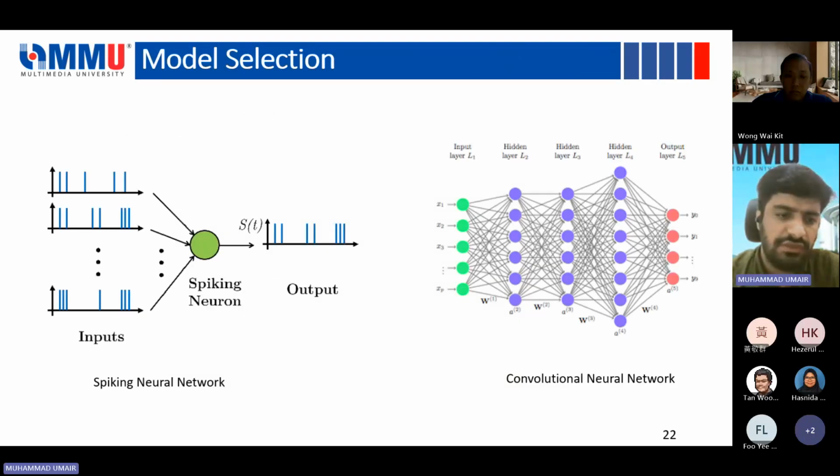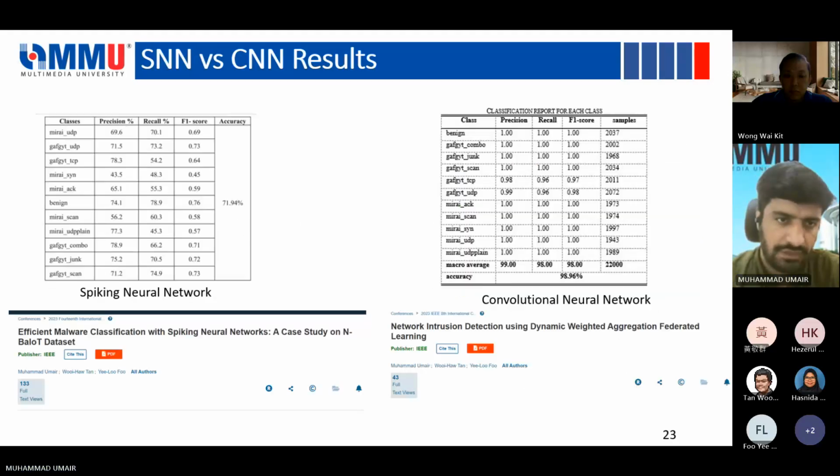For the model selection, because spiking neural networks were also recently introduced, we use spiking neural networks and convolutional neural networks. Traditionally, the authors have used 1D CNN in their previous research for IoT attack classification. Upon implementation, we found that spiking neural networks achieved an accuracy of 71.94% compared to CNN, which achieved an accuracy of 98.96%.